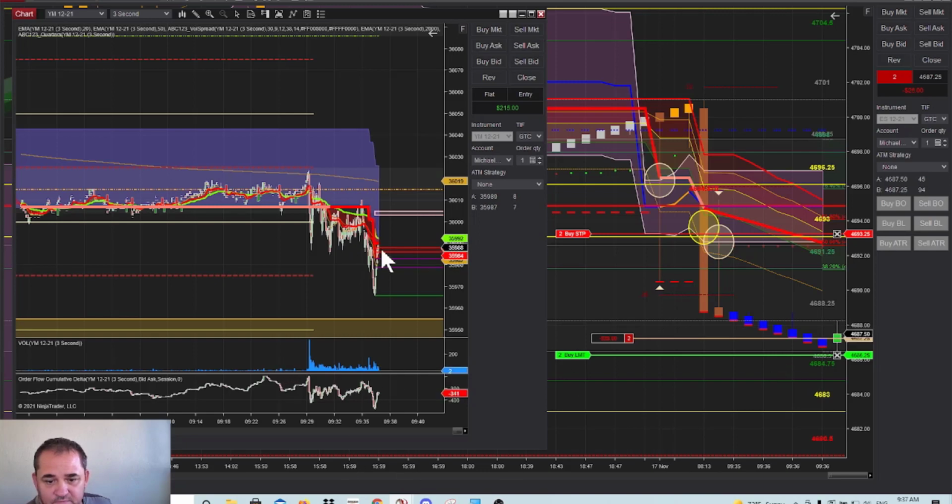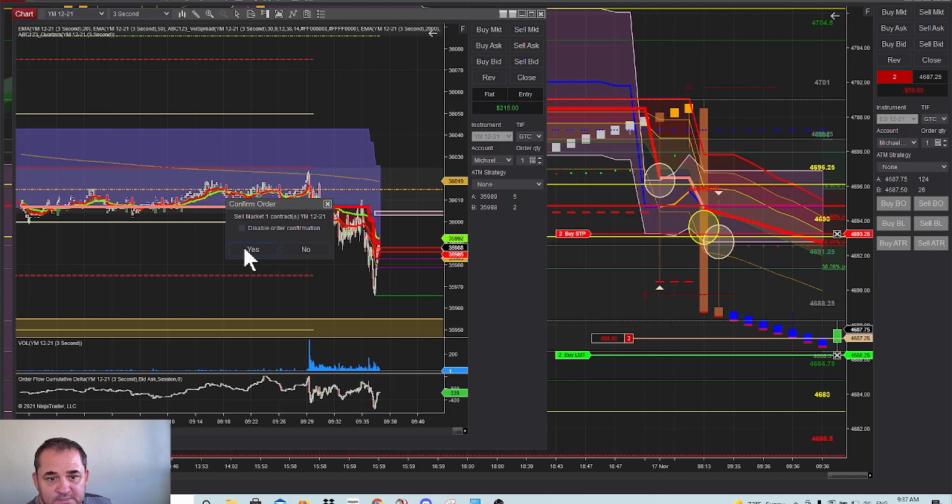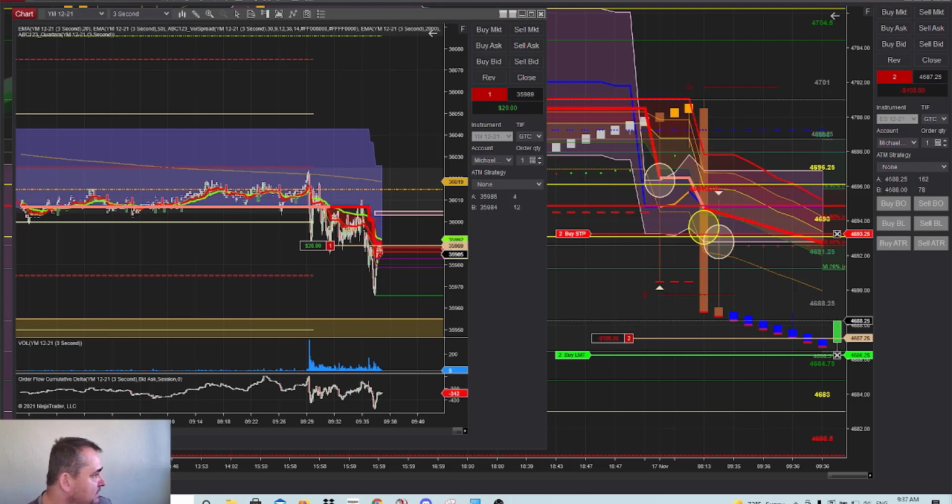That's our first pullback on this one. So we've got a nice red pullback. And what I'm going to do is sell the market. Order filled. And because we're right in this zone, we should be able to get a continuation on this one. This one will take a little while. We're still playing on this zone here, so we're okay.